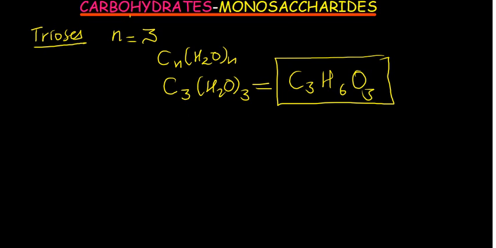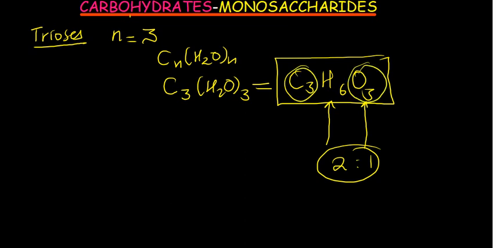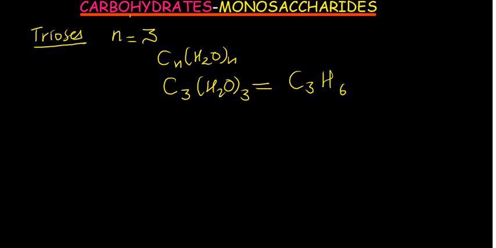Now, the ratio of hydrogen to oxygen should always be 2 to 1. Please, this is the ratio of hydrogen to oxygen, not carbon, in trioses. The ratio of carbon to oxygen is 1 to 1. Okay, that is one thing that we need to know.